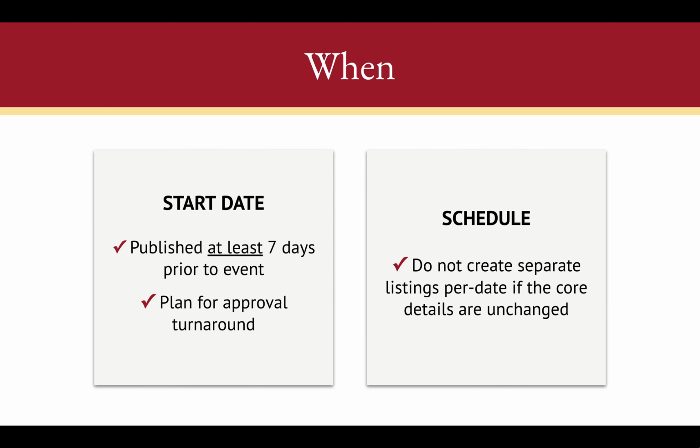The start date communicates when the event will take place. For optimal discoverability, we suggest that your event is published at least 7 days before the event is scheduled. This gives your audience ample time to find your event.